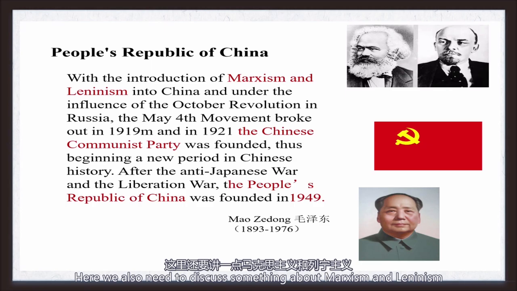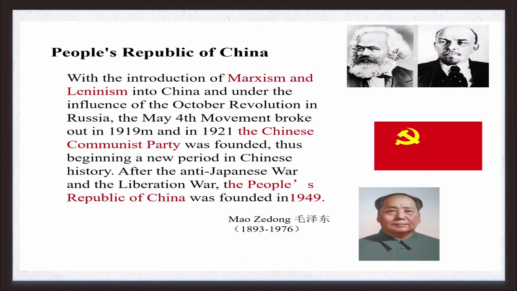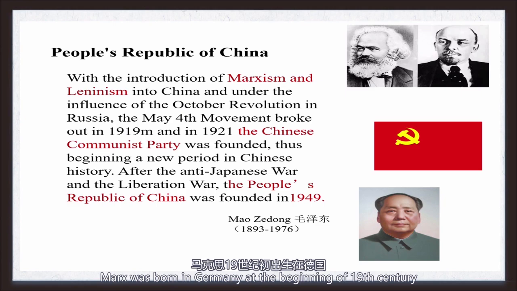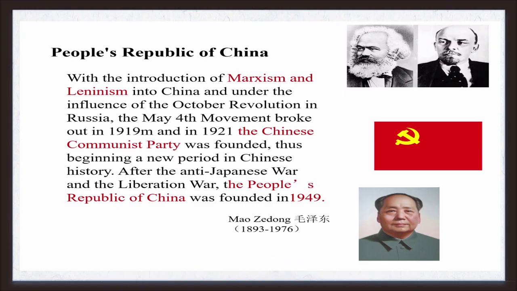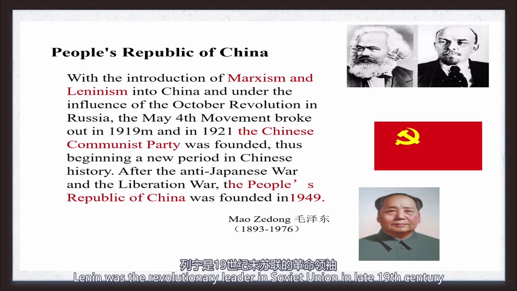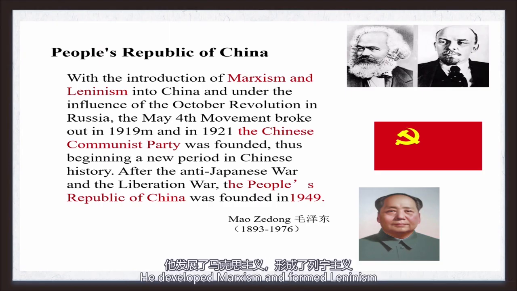Here we also need to discuss something about Marxism and Leninism. Have you heard the names of Karl Marx and Lenin? Karl Marx was born in Germany at the beginning of the 19th century. He wrote the Communist Manifesto and Capital. Lenin was the revolutionary leader in the Soviet Union in the late 19th century. He developed Marxism and formed Leninism.